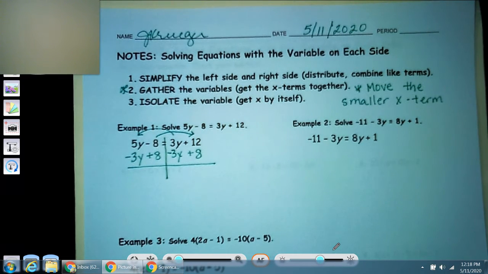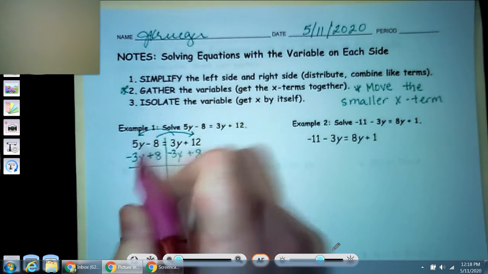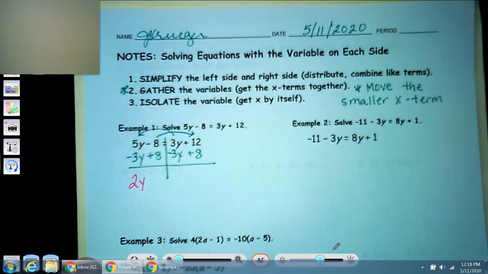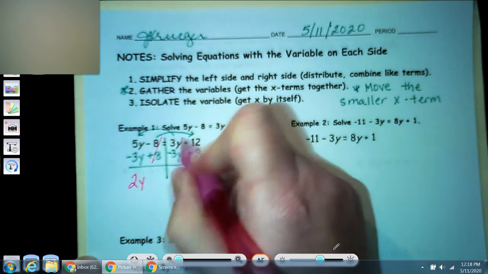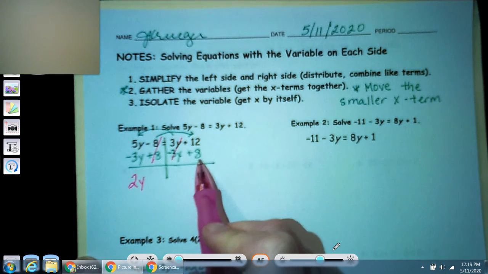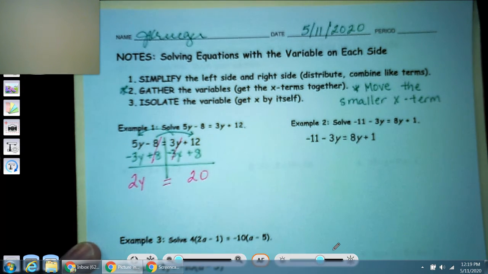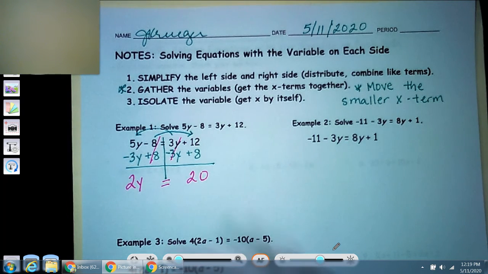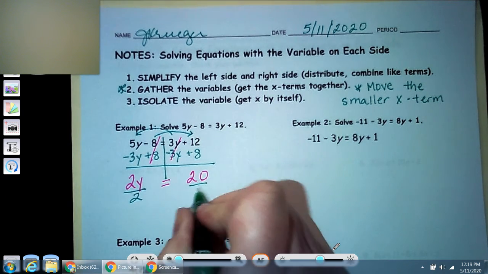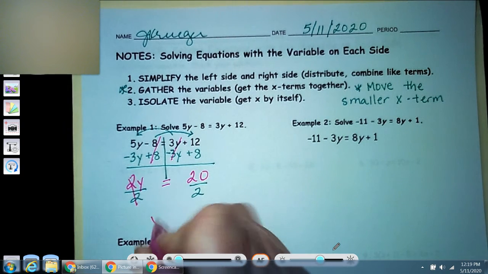Now I'm going to simplify. 5y minus 3y leaves me with 2y. I'm going to bring that down. These 8s are going to cancel out. These y terms are going to cancel out. And then 12 plus 8 is 20. So I have 2y equals 20. Now this leaves me with a simple one-step equation. To get the y by itself, I'm going to divide both sides by 2. Remember, whatever you do to one side, you have to do to the other. That's going to give me y equals 10.